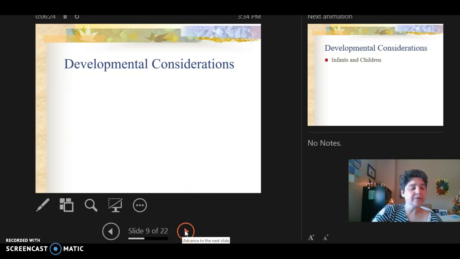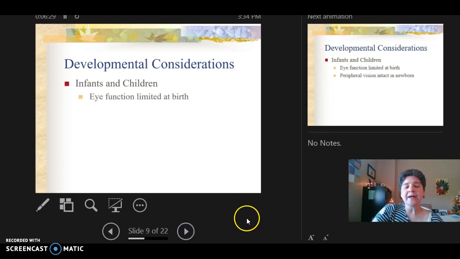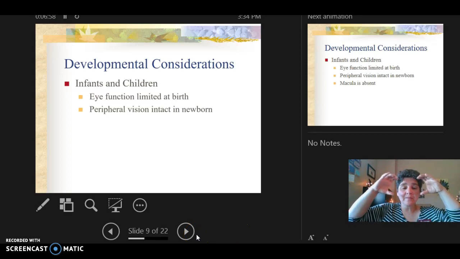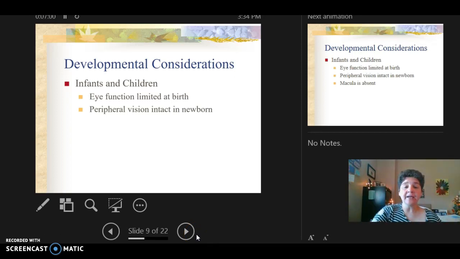Some developmental considerations that you want to think about. Infants and children, remember that they have very limited eye function at birth. As a matter of fact, they don't really see clearly for a couple of weeks or even longer. As newborns, they can see shadows and shapes and light, but they don't see actual faces and things. Peripheral vision is intact in the newborn, so they're able to see off to the sides. Remember, the peripheral is everything to the side.